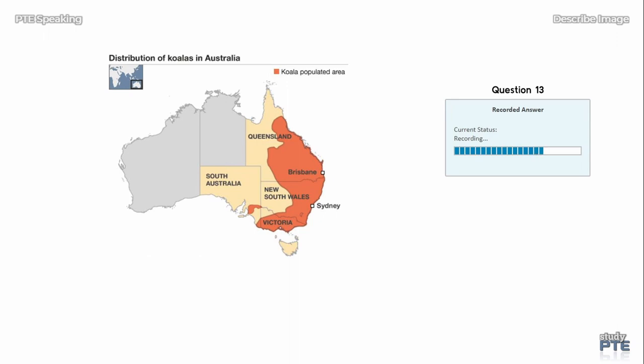In conclusion, it can be stated that this image shows very crucial and interesting information about koala-populated areas in Australia.